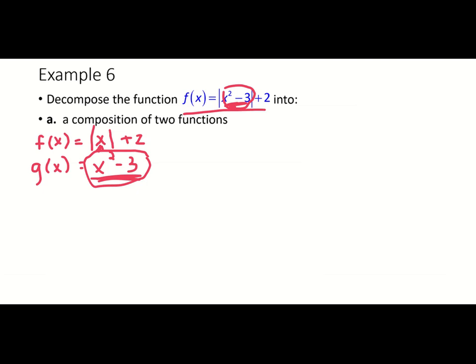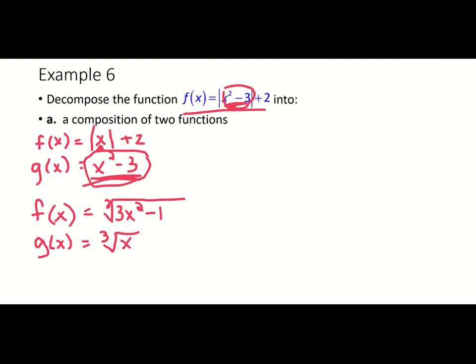Let's look at f of x. So the original function is f of x equals the cubed root of 3x squared minus 1. And I want it into two different functions, a composition of 2. So again, we have the cubed root of 3x squared minus 1. Make it easy on yourself. I'm going to use two different names, but g of x, make it the cubed root of x. So get rid of what's under that radical.